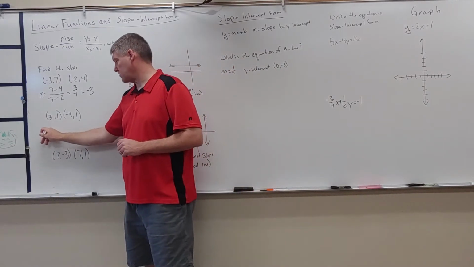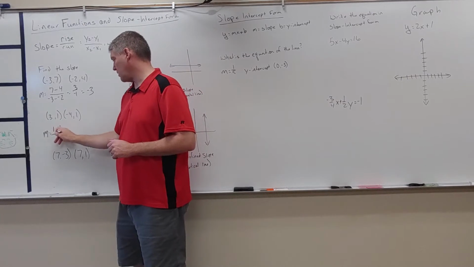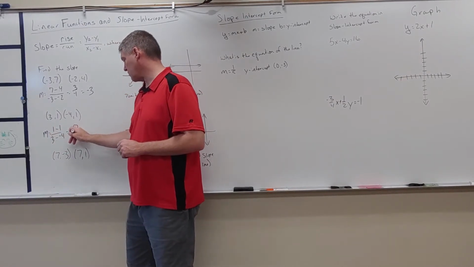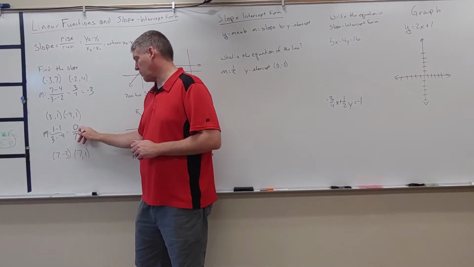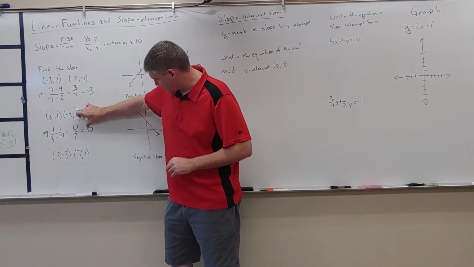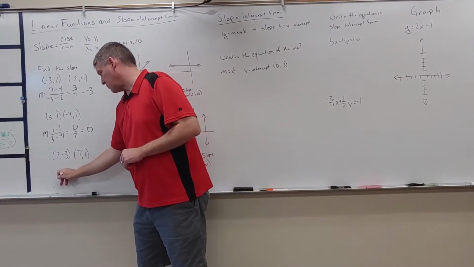Now here, I'm going to do the same thing. So for my slope, I'm going to pick 1 minus 1 over 3 minus negative 4. So I end up with 0 over 7. So my slope is actually 0. Okay.